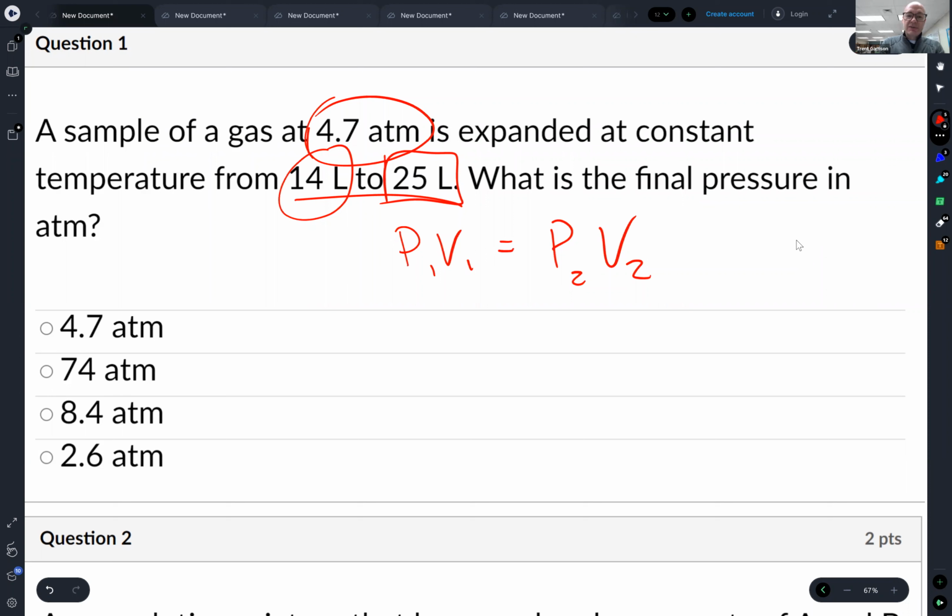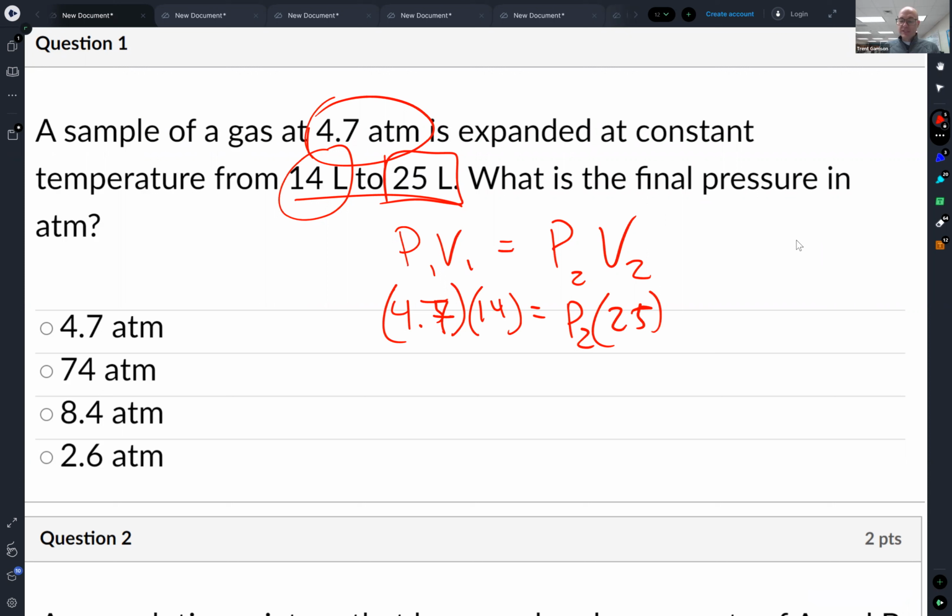So I can plug in values: 4.7, and 14 equals a pressure of unknown amount and a volume of 25. So we're just simply solving here for our new pressure. So 4.7 times 14 divided by 25 gives me 2.6. So that should have been your answer down here at the bottom.